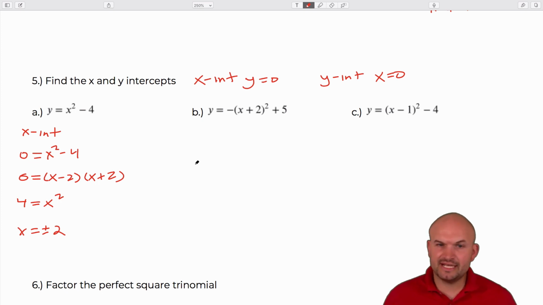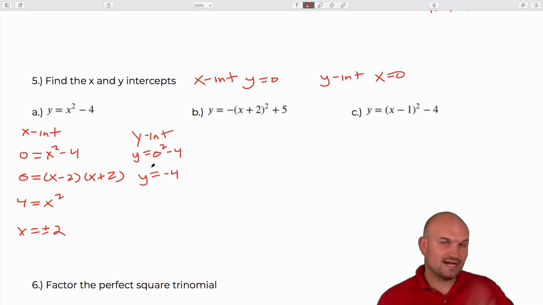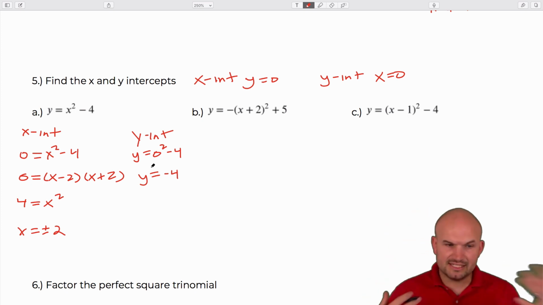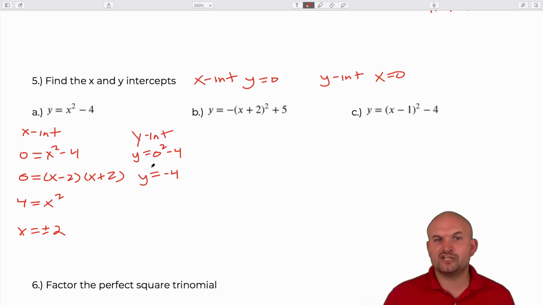The next one here is y equals negative (x plus 2) squared plus 5. Oops, I'm sorry. Let's get to the y-intercept. I'm starting to get a little off track. Okay, so the y-intercept is rather easy in this case. I'm just going to plug a 0 in for x, and you can see I get y is equal to negative 4. So if I wanted to understand what this quadratic looked like, at least I would have two x-intercepts and one y-intercept. I could probably draw a good graph of this quadratic just with that information.